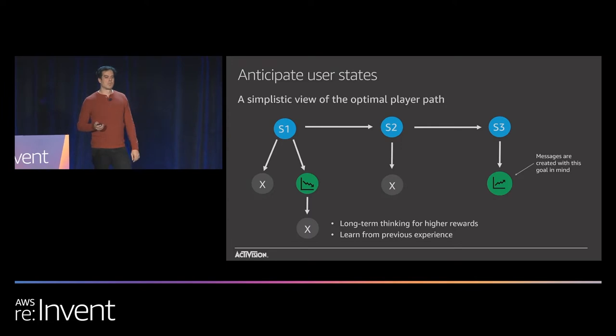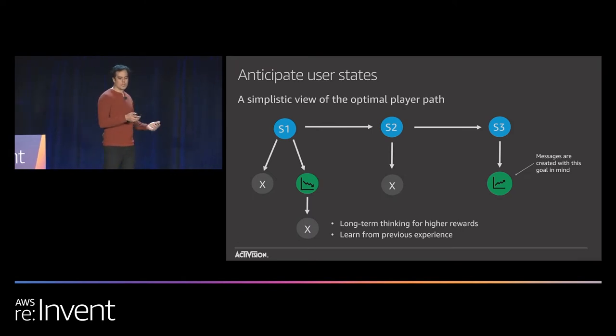So if I wanna move a user from state one to state two, I send him a message: hey, do this in the game. Hey, try that. Hey, did you hear about this new game event? And by doing that, I change your state. I send it to another state. And some states are better than others.